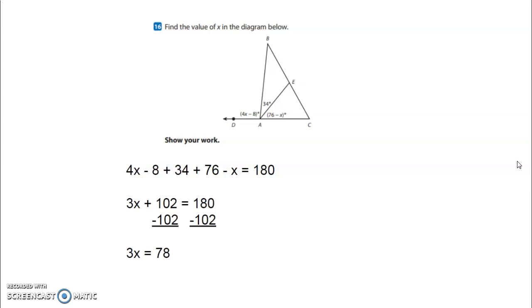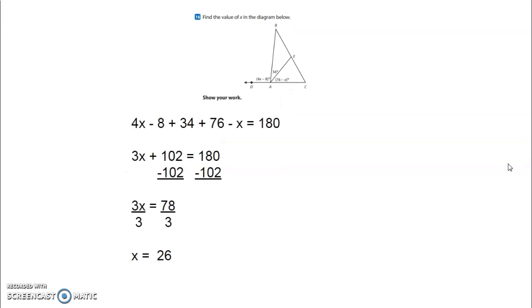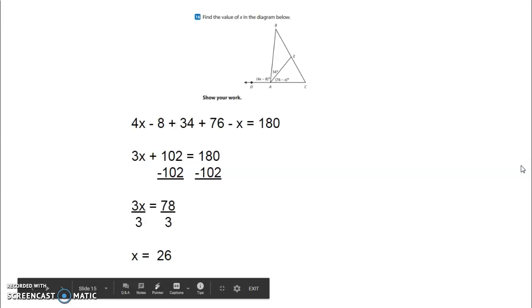All right, you can see now I'm solving for the variable by subtracting 102 from both sides. I get 3x equals 78. And you can see right here, I'm dividing both sides by 3. I'm trying to do the opposite. I want to just be left with the x. Again, it's isolating the variable. So I'm left with x equals 26. And that's it. We're done. We don't actually have to figure out these angles, so we can stop here.